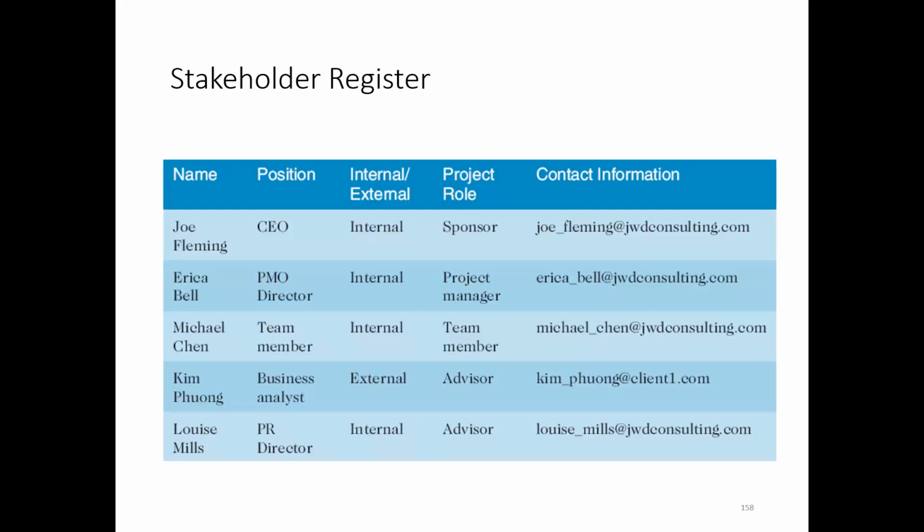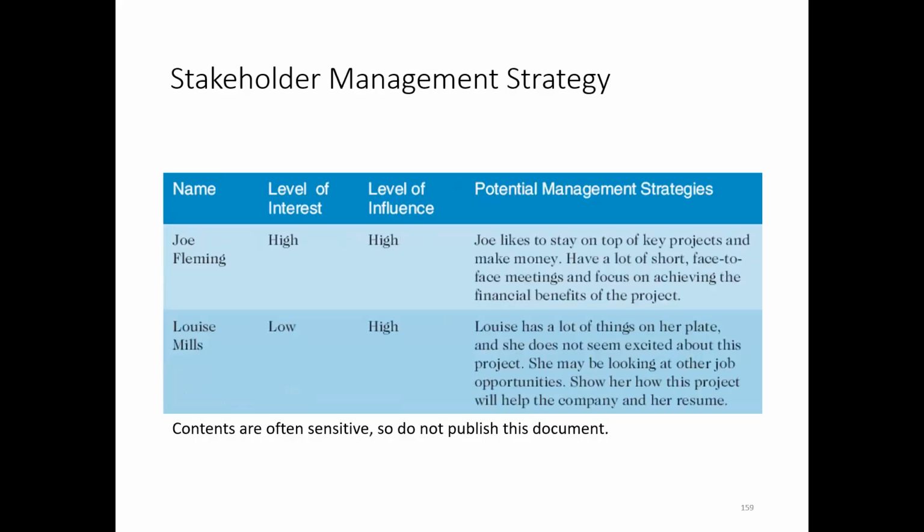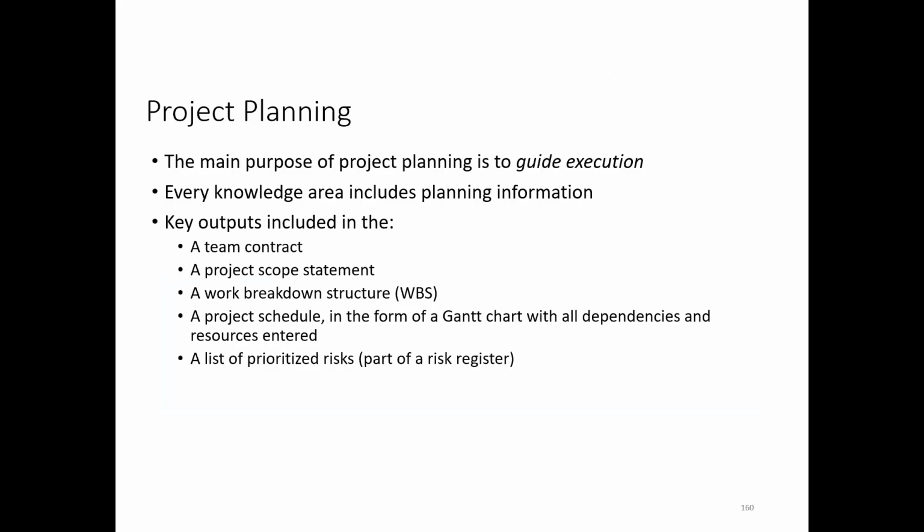So we see here the name with the position, whether internal or external stakeholder, and the project role. This is just an example of a stakeholder register. And then we have the contact information as well. And then we have the stakeholder management strategy, like the level of interest with the level of influence, and then the potential management strategies. So we distinguish between the strategies for stakeholder management.